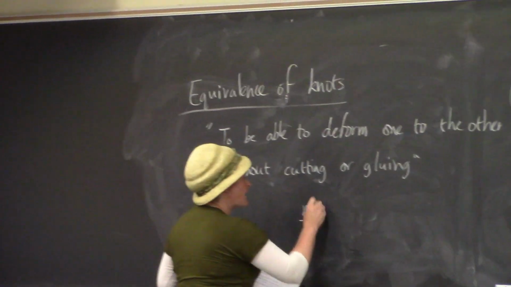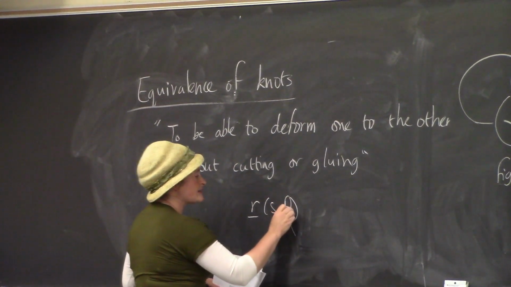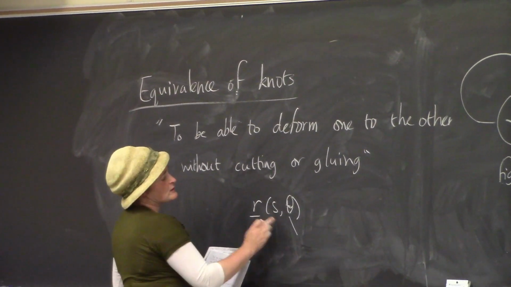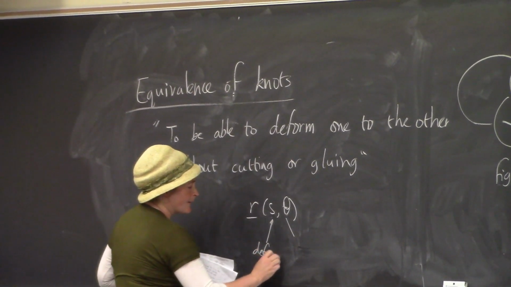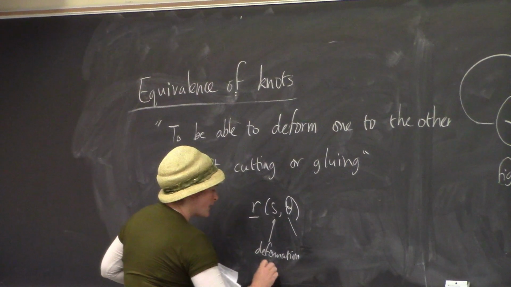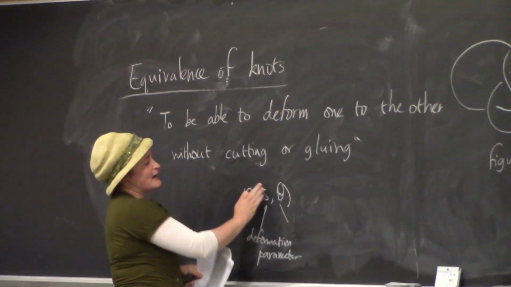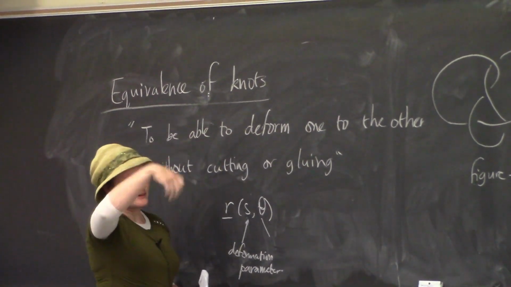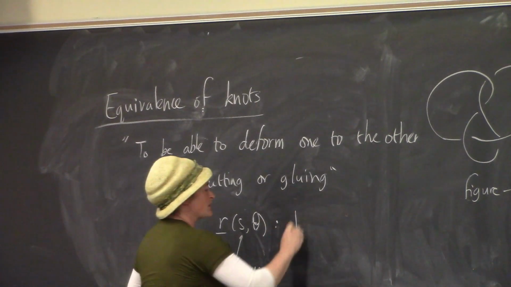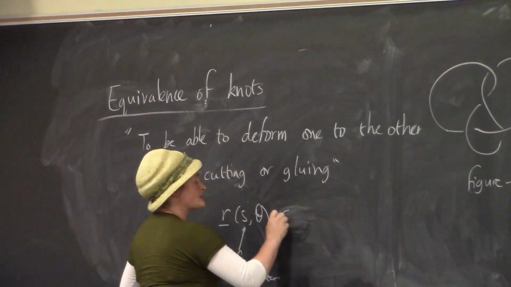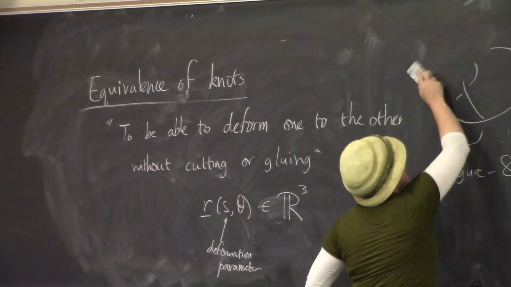So let's say we've got R of s, t. This is our theta before, the parameter on the knot. This is a further parameter, the deformation parameter. So we've now got a function of two variables. For each value of s, we have a function of theta, which will give a knot. And we would like this to be a function to R3, and we would like it to be continuous.